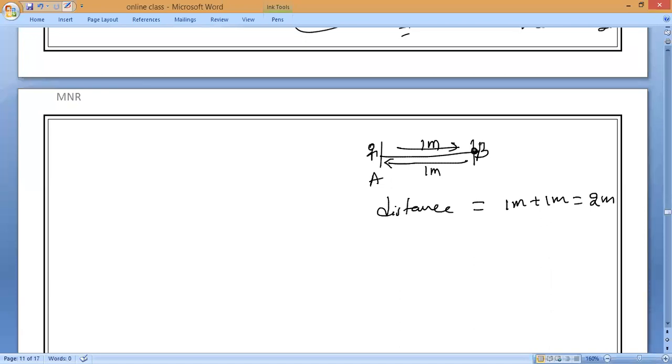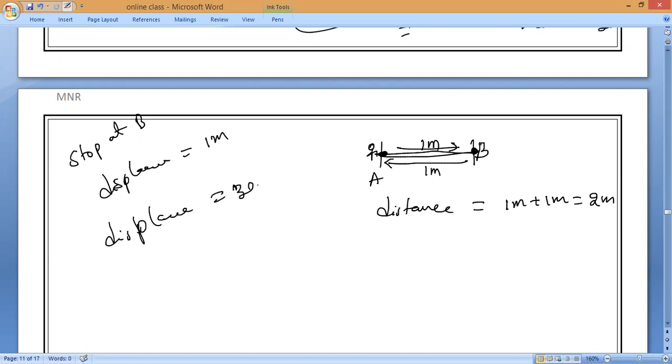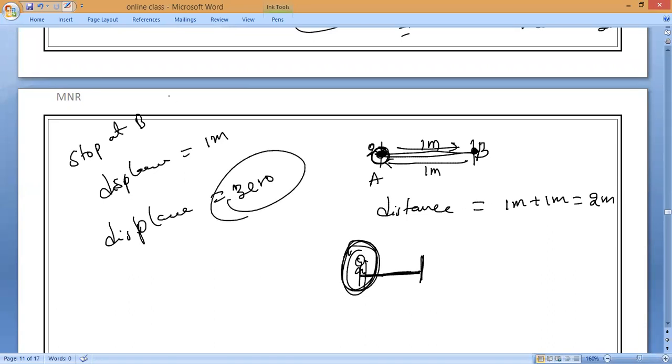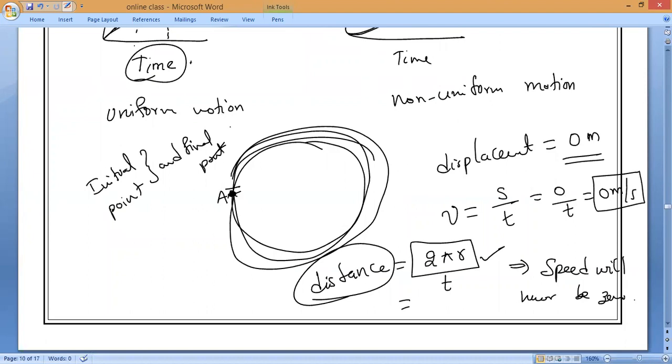Now, if Danishkar stops at point B, what is the displacement? If he stops at point B, then displacement is equal to 1 meter. But he reached back to A. He started from A and he reached back to A. Then what is the displacement? 0. Displacement is equal to 0. Why? Initial point and final point are the same. Displacement means shortest distance between the 2 points. So here you started and finally you reached here itself, then there is no displacement. So if displacement becomes 0, velocity will become 0 or not? Yes, sir.